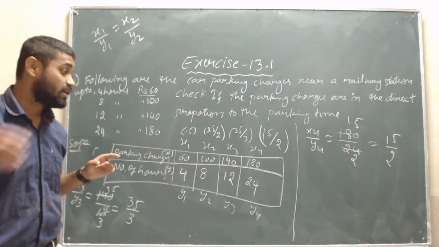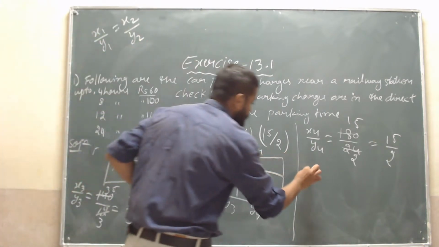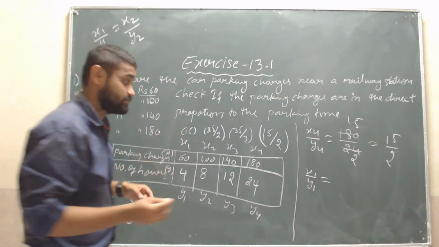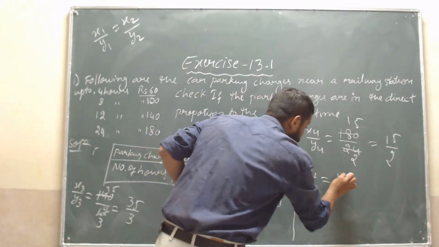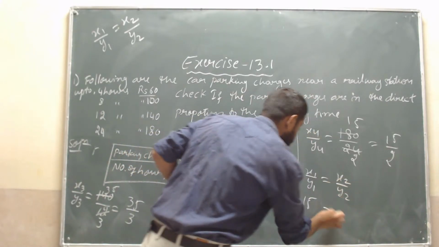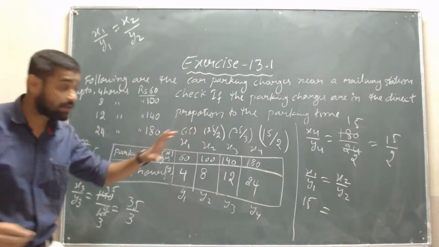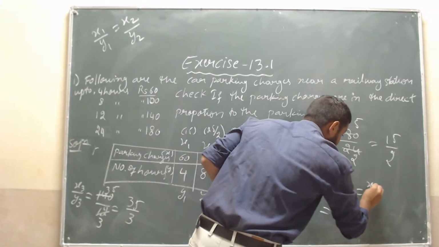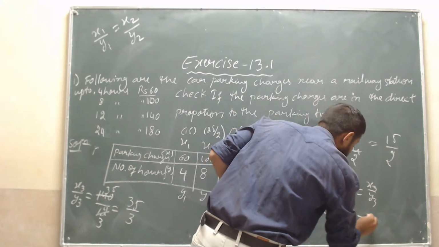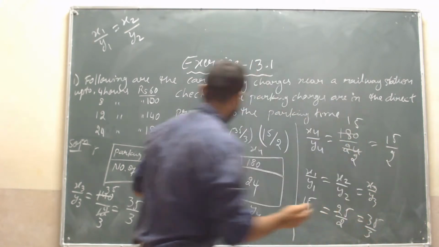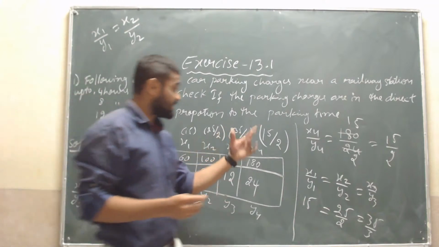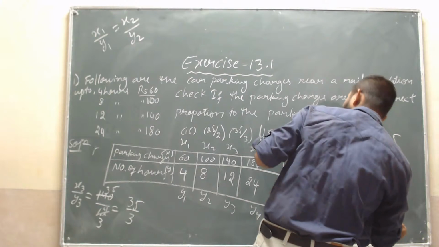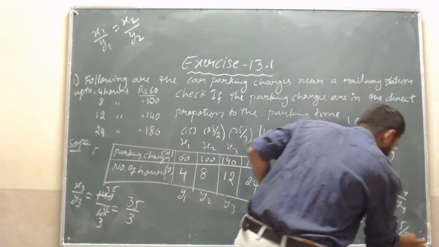And now observe. First, x1 by y1 is equal to what, students? 15, isn't it? And what is x2 by y2, students? That is 25 by 2. And the third one, x3 by y3, children, what is that? 35 by 3, isn't it? Yeah, 35 by 3. And what is x4 by y4? Sir, this is 15 by 2.